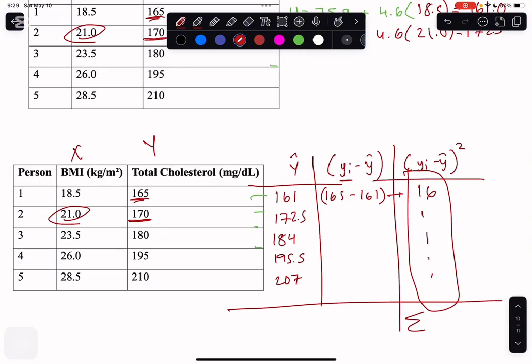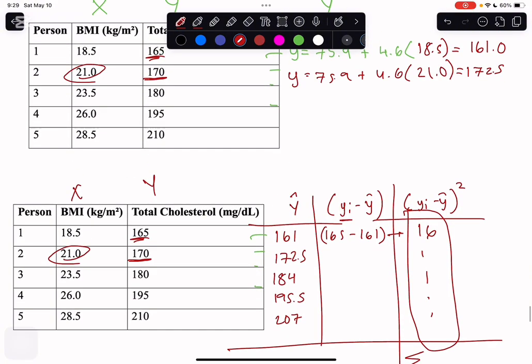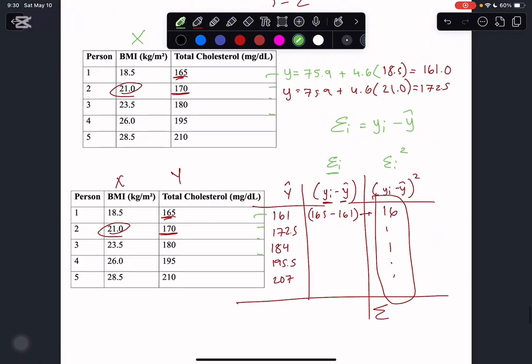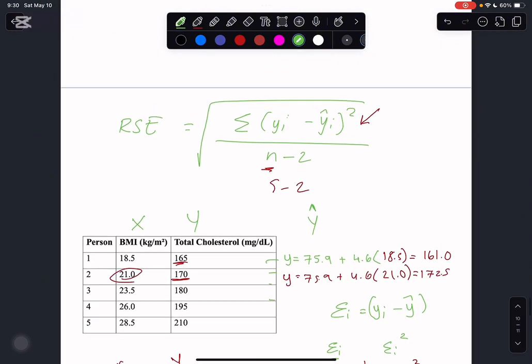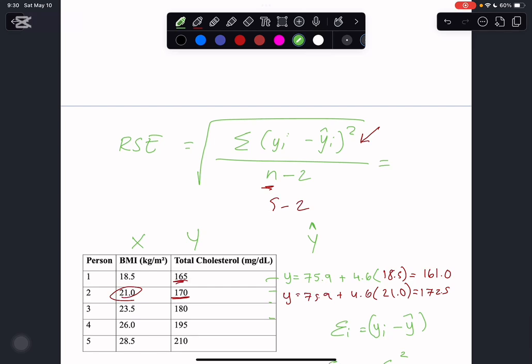Another note by the way, the difference between the yi and the y naught is also called the ei. I'm not sure if it's the same as the plus e that was there, but I don't think so. So ei and this is ei squared. The ei is basically yi minus this. You're gonna get a value, RSE equals 3.979.